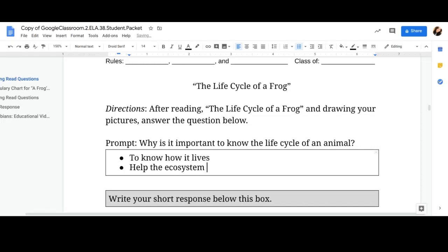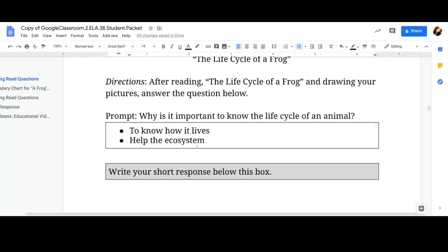If you need help remembering what the ecosystem is, that's a good thing to ask your teacher during their Google Hangouts teaching hours, their office hours. You can go back to them and say, hey, do you remember what an ecosystem is? And that can get some conversation flowing. And you get to see your teacher.